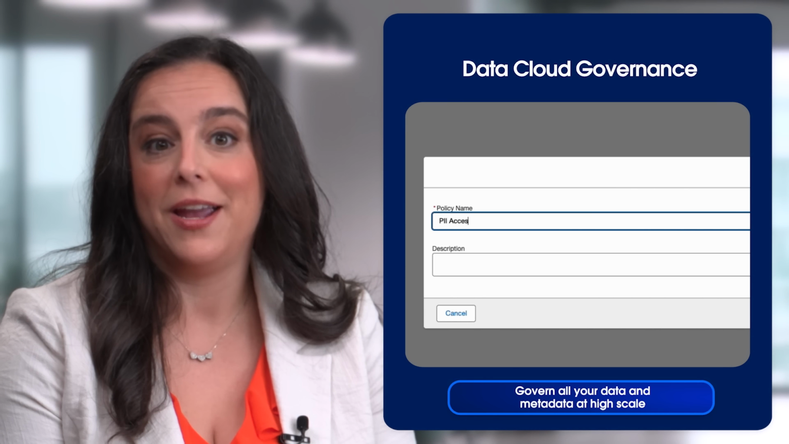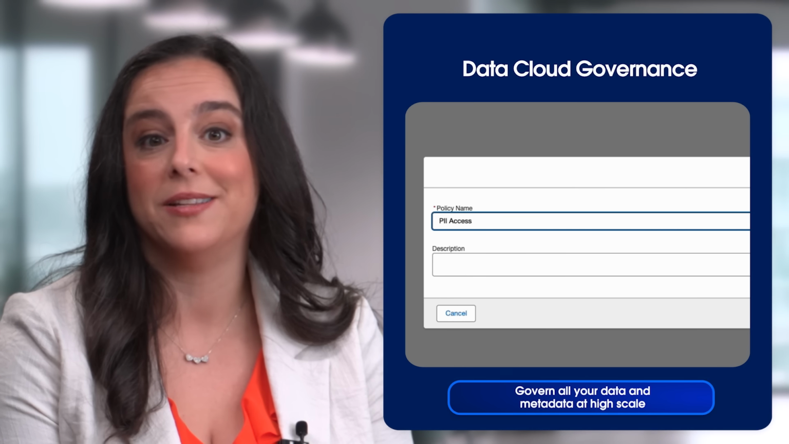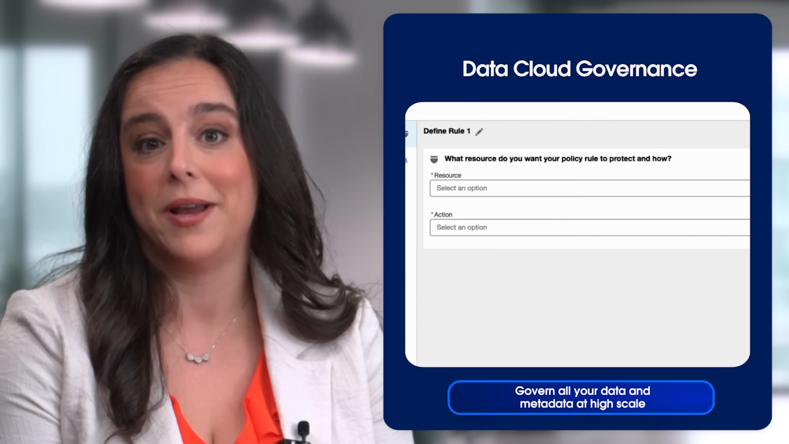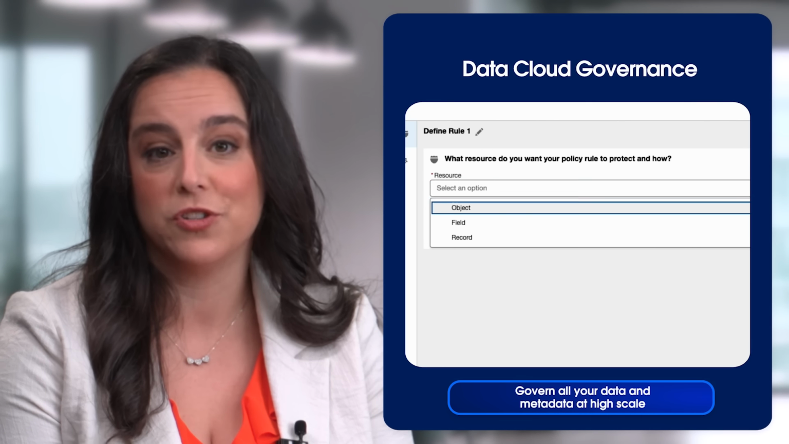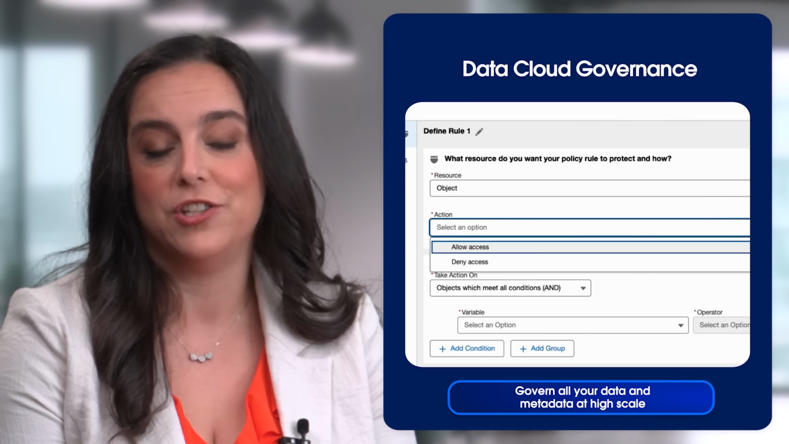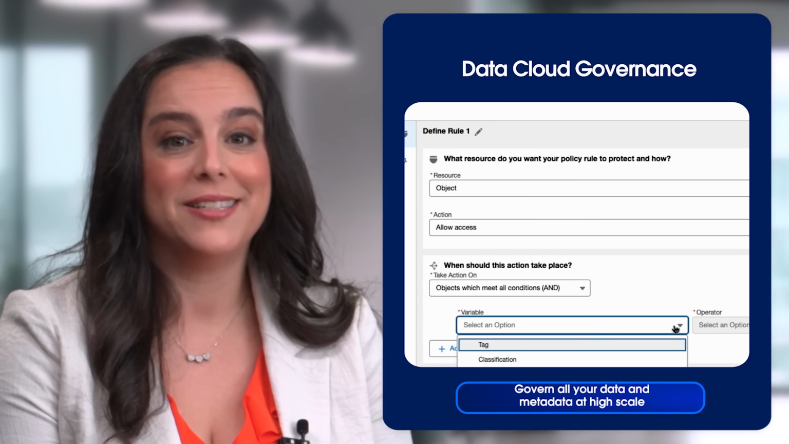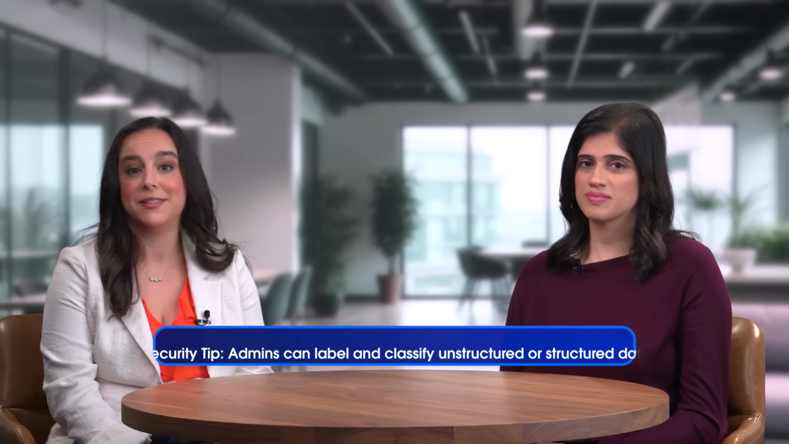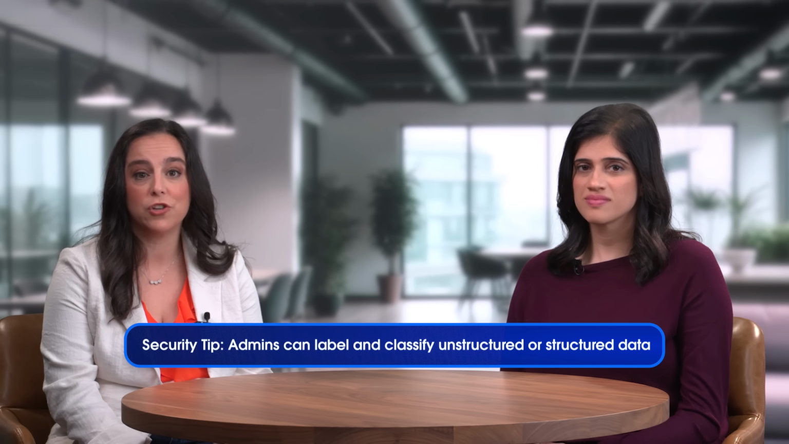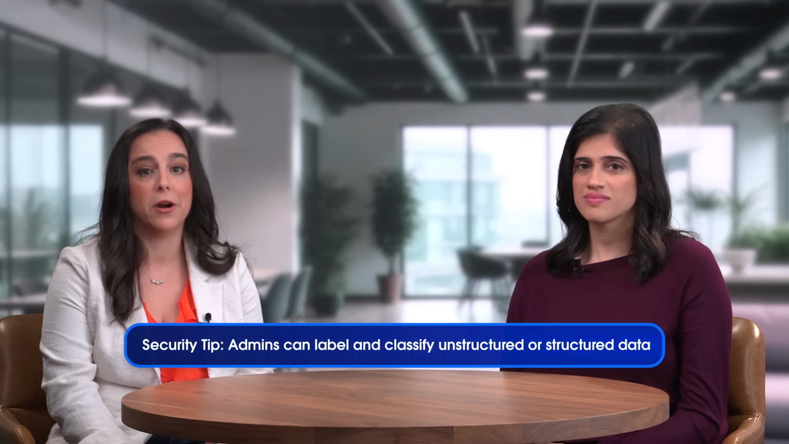Data from zero-copy and third-party integration systems remains securely protected as our metadata exchange enables you to enforce governance without requiring direct data access. By tagging metadata and data, admins can label and classify unstructured or structured data, like marking records as financial or personal. Absolutely. Those tags naturally feed into policy-based governance, where admins can quickly author access policies and enforce them across objects, fields, or even records.